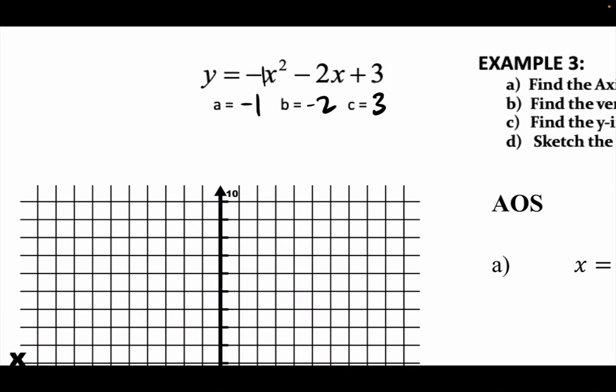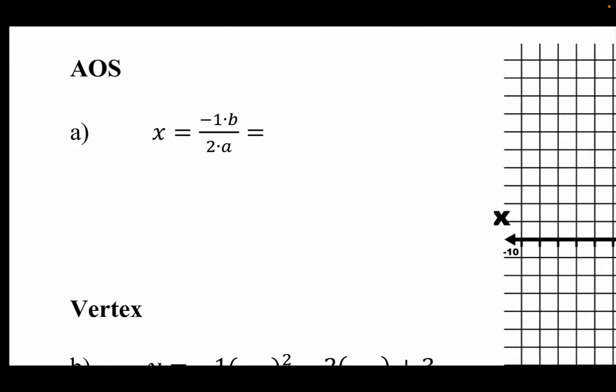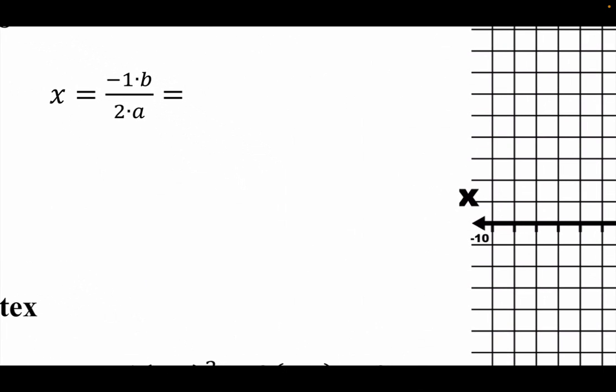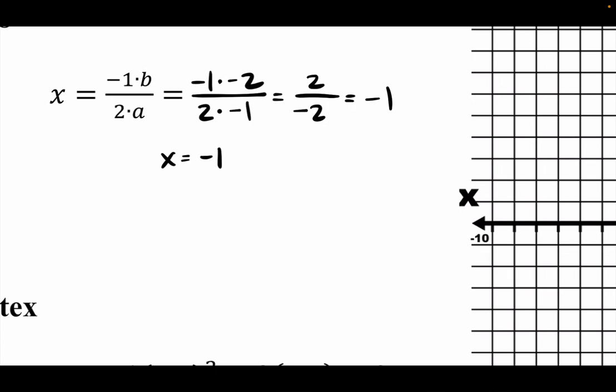Next step, axis of symmetry. Use the formula. What did we say B was? So that goes here. What did we say A was? That goes here. Multiply straight across. So -1 times -2 makes +2. +2 times -1 makes -2. When I divide it, I get -1. That's my axis of symmetry.